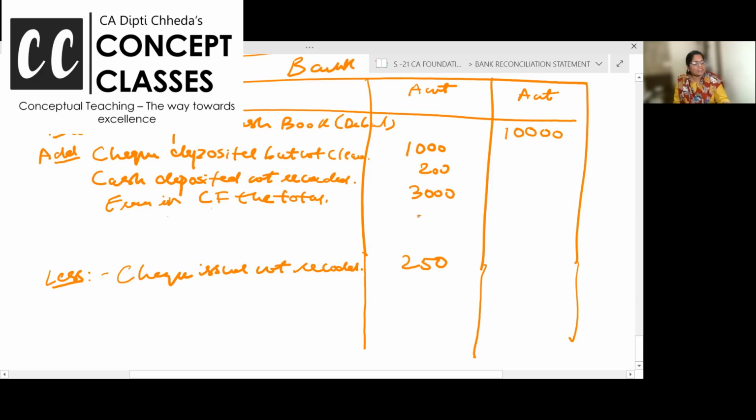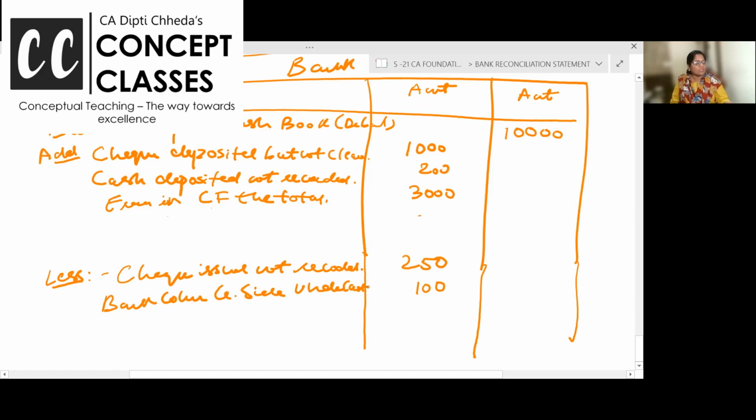Payment side of the cash book was undercast by 100. Payment side of the cash book, bank column was undercast. So now you credit it 100. Bank column, credit side, undercast. It's undercast by 100. So now you credit.